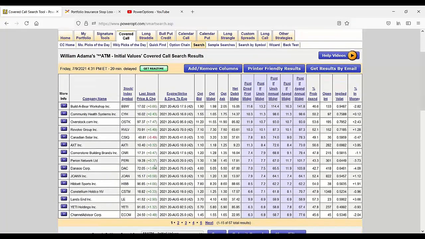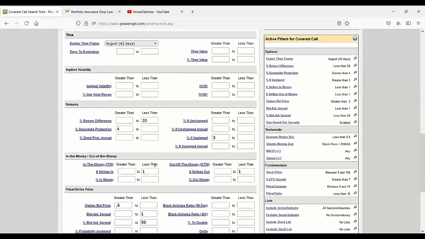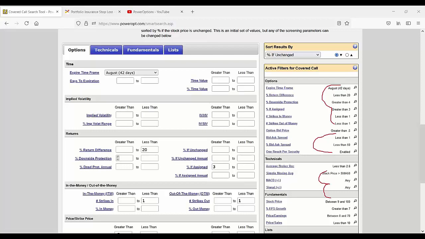All right, so we've got Build-A-Bear in there, Overstock.com. These are based on just some default criteria that we have, looking for a minimum percent if assigned of 3%, downside protection of 4%. You can see over here on the right-hand side the active filters that we're using for this default search. Strike range in the money, option bid price greater than 50 cents, limit bid-ask spread, stocks trading in an uptrend, between $9 and $100, positive earnings per share growth, relative PE, and of course, we're going to avoid earnings between now and expiration, usually in these search criteria for these strategies. I think we are on this one. Doesn't look like it, though.